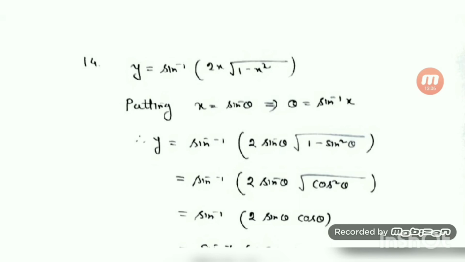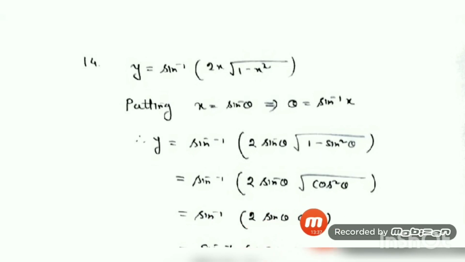As we have sine in the previous one, here we have sine inverse. That's why here I have substituted sine theta. You may use cos also. So here putting x equal to sine theta, we get theta is equal to sine inverse of x. And on substitution here, we get y equal to sine inverse of 2 sine theta into under root of 1 minus sine square theta. And you know 1 minus sine square theta is what? Cos square theta. And the value of root of cos square theta is cos theta. So we got sine inverse of 2 sine theta cos theta.